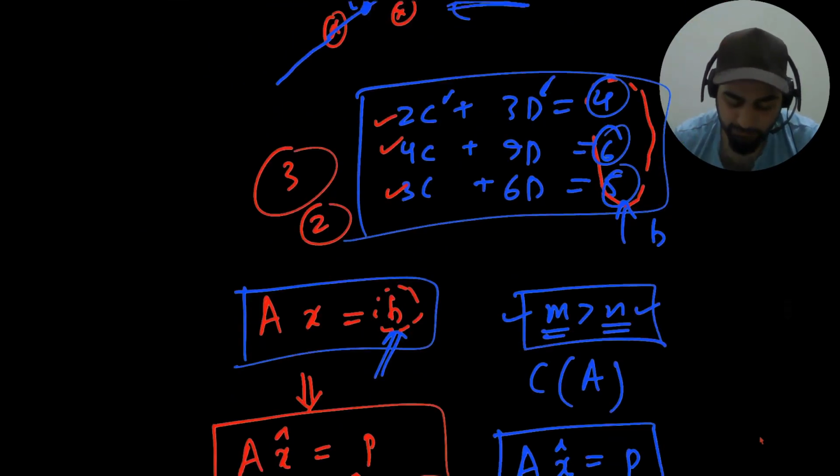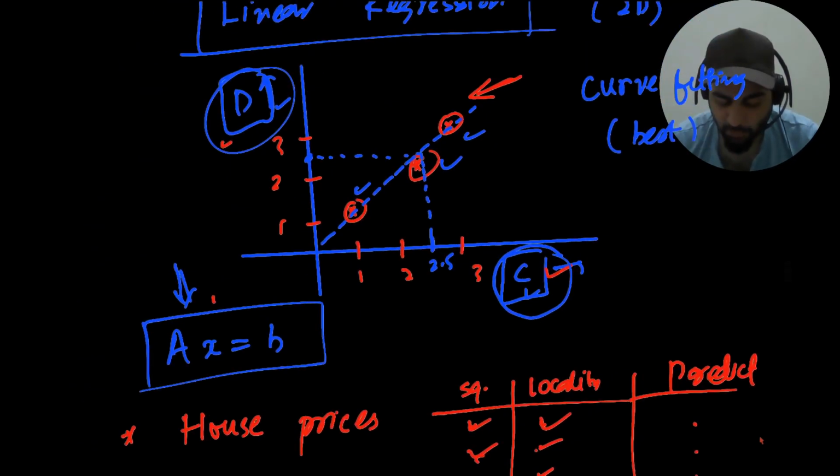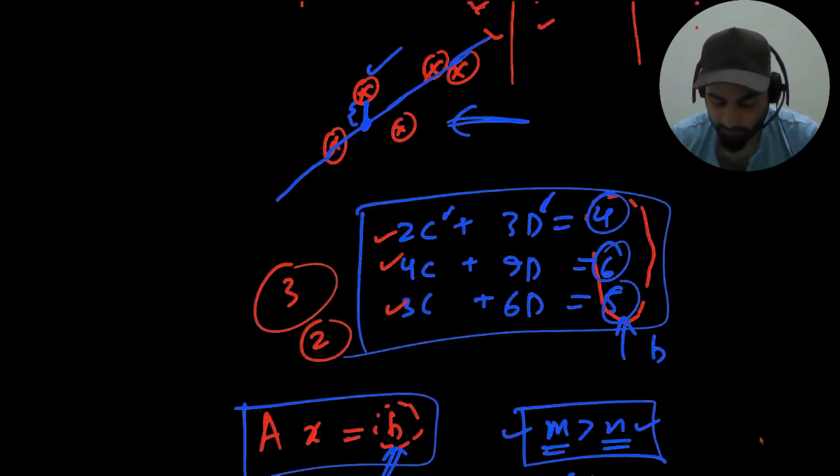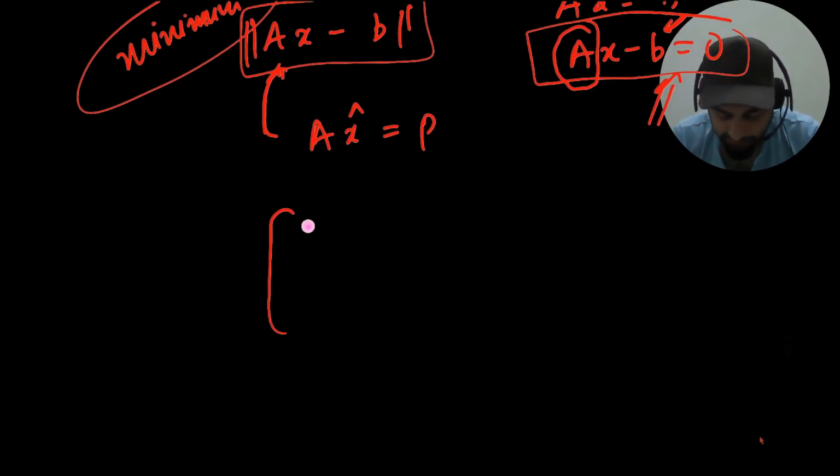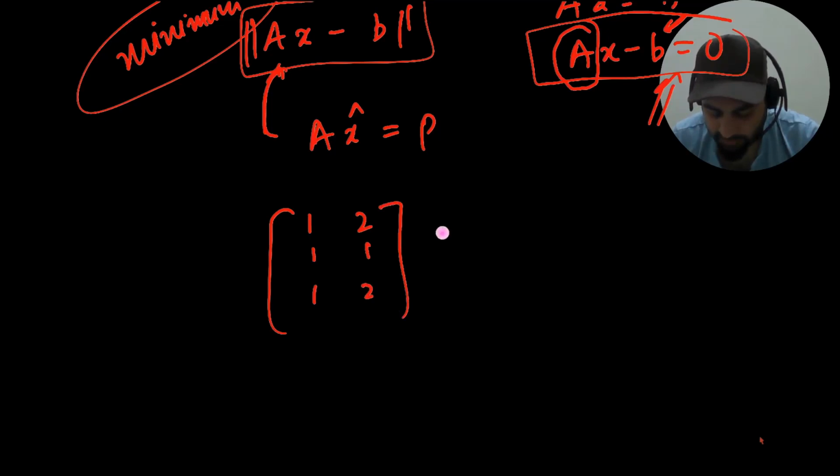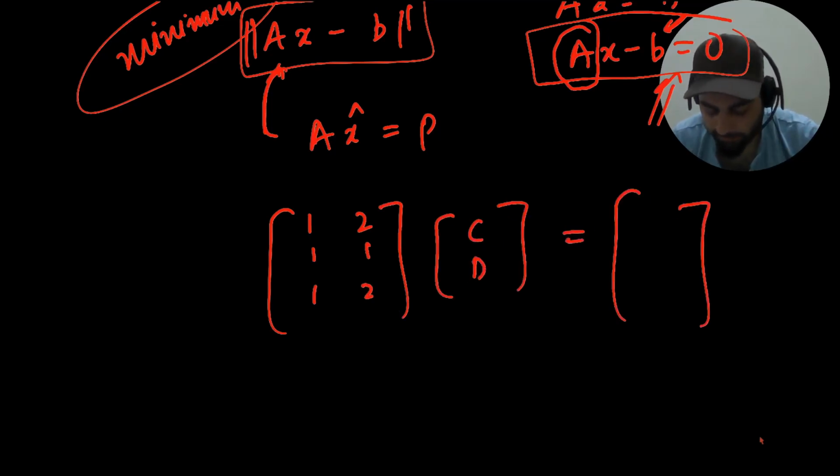Now you know that if these points were in the column space of A, then it would be easy for us to solve the equation. Let's suppose we had this equation like this, suppose 1 1 1 2 1 2, something like this. Let's suppose this is our x, c and d, and this is our A and b. Let's suppose it is 3 2 3.